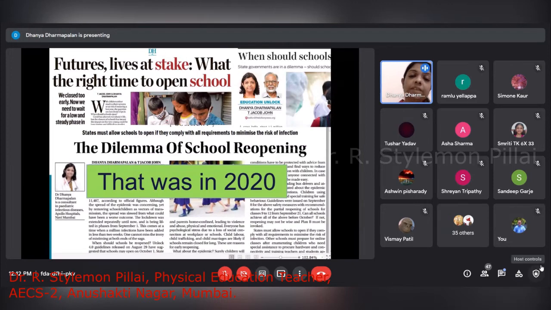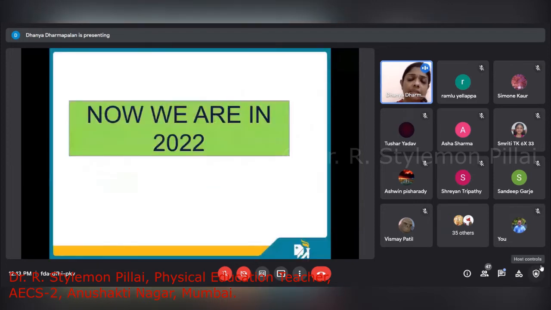But that was in 2020, and then the vaccine parents were not vaccinated, and there were certain concerns of opening school in 2020 after the first wave. But now we are in 2022, and we are in a much better situation. We know about COVID much better after these two years, as well as a large population is vaccinated.